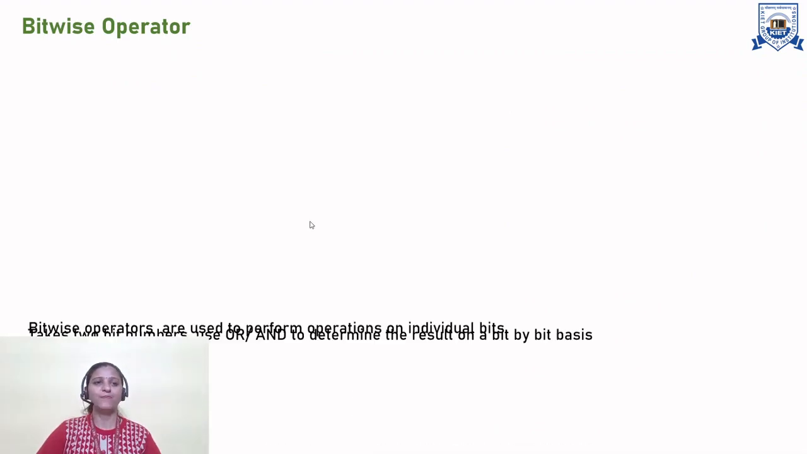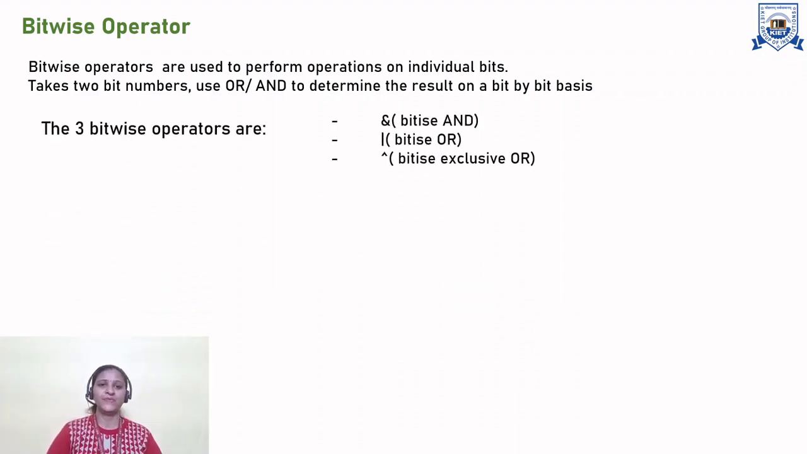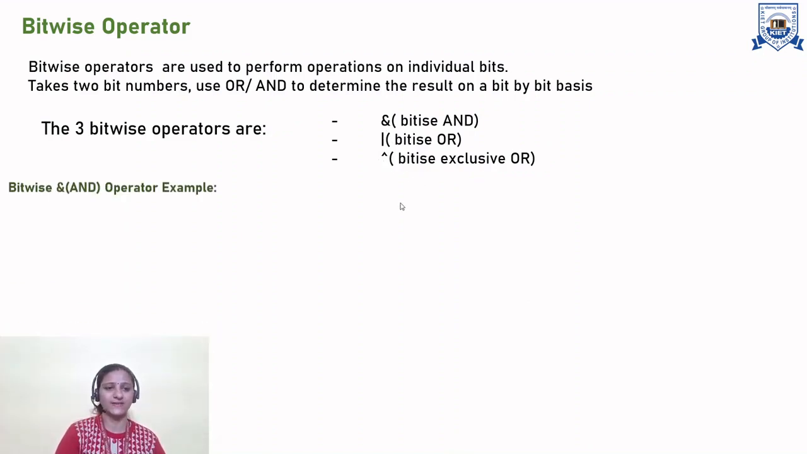The next one is the bitwise operator. Very, very important. They are used to perform operations on individual bits. It takes two bit numbers and uses OR and AND to determine the result on a bit by bit basis. The three bitwise operators are bitwise AND, bitwise OR, and bitwise exclusive OR. So these are the operators used for that.